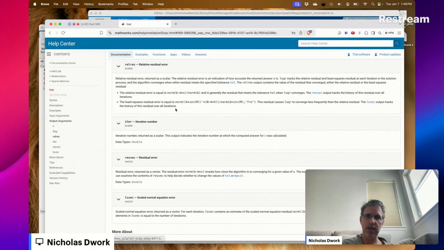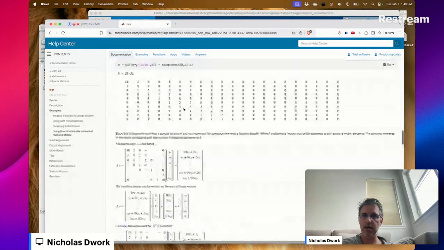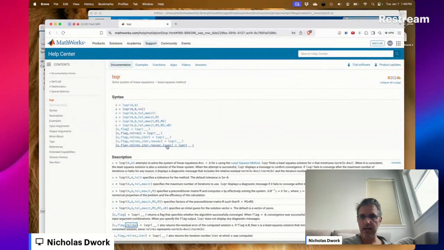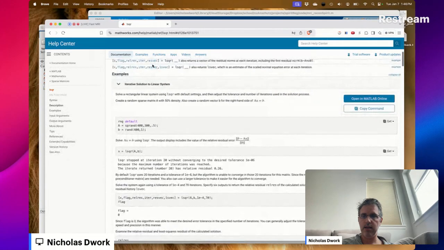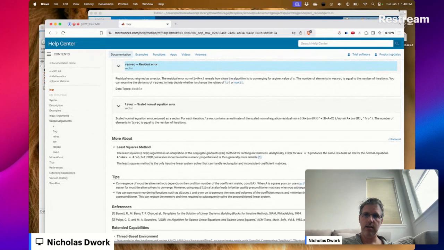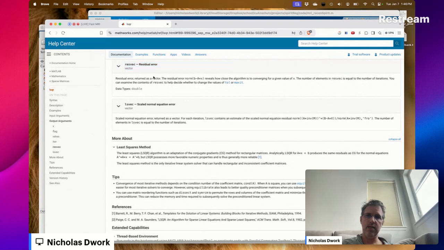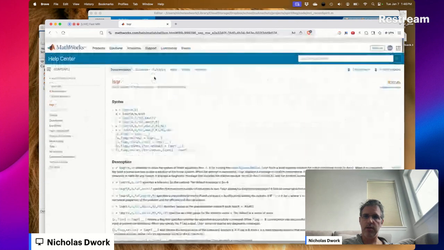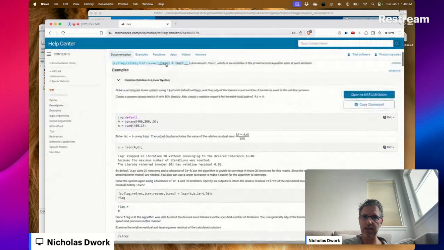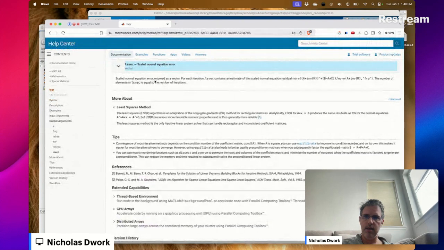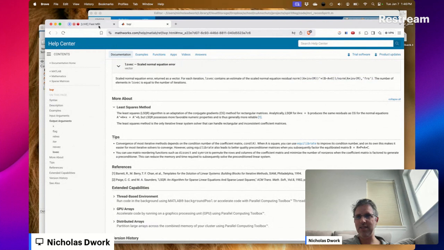The LSVEC output tracks the history of this residual over all iterations. Do I get LSVEC? I can. What is ResVec? ResVec. So I can have ResVec and I can have LSResVec. What is LSResVec again? Oh, LSResVec is this thing. I don't know what that is. Okay.